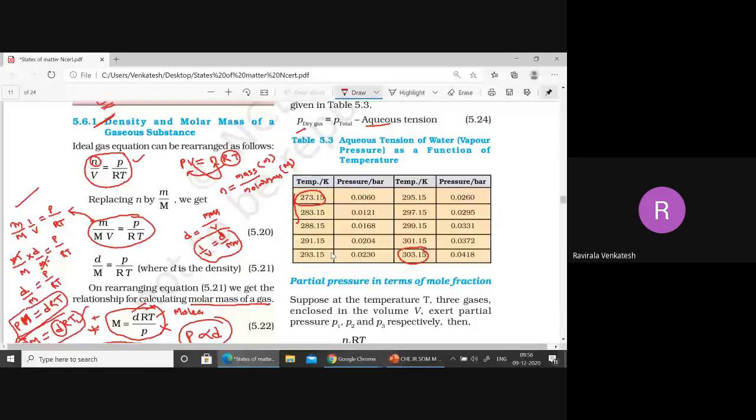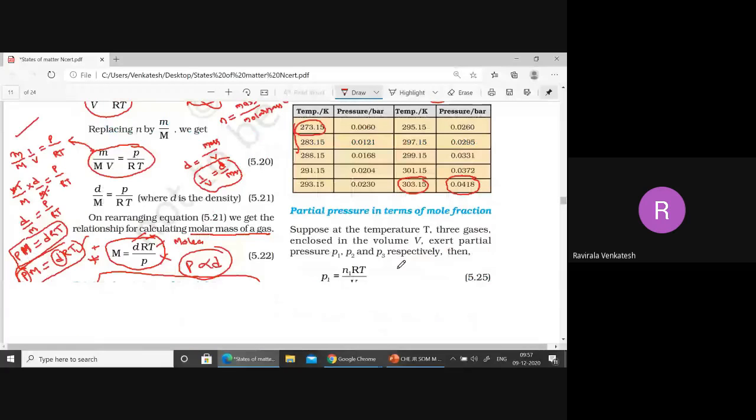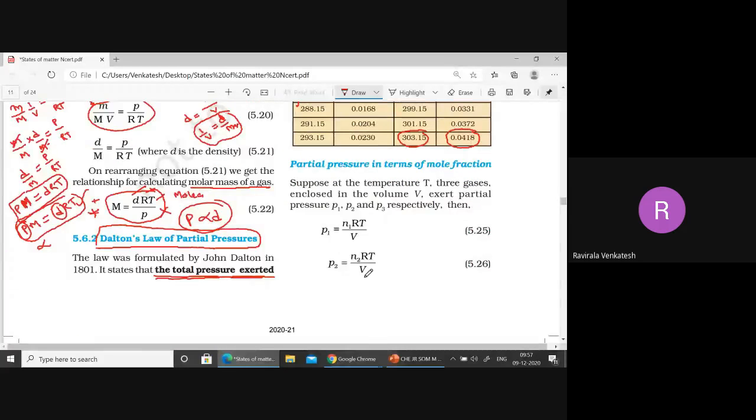So we already know this: pressure is directly proportional to temperature. This is based on Gay-Lussac's law. The temperature increased, so the pressure also increased, to how much here? 0.04. So aqueous tension will definitely increase when you increase the temperature, right? Understood here?